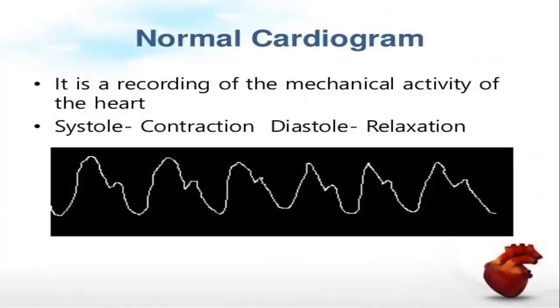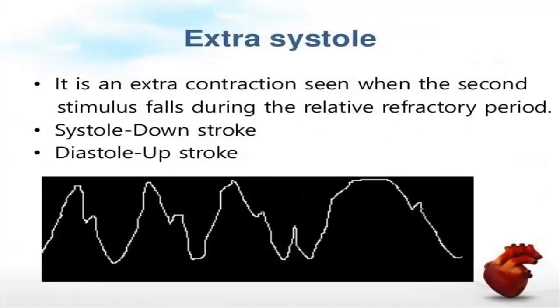So this is a normal cardiogram recorded from a frog or a toad. You can see there is contraction and relaxation, systole and diastole. This is the mechanical activity of the heart. In this picture, you can see the systole is the downstroke and the diastole is the upstroke. This is due to the mechanical adjustment with the lever.